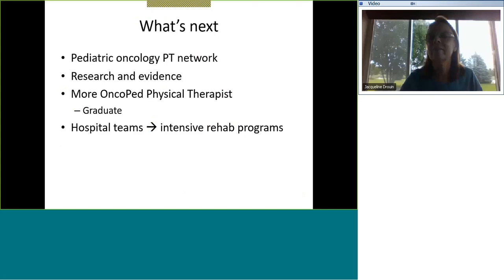Now, what's next in pediatric oncology? Hopefully, we can create a pediatric oncology network worldwide so that we can share and learn everything that we are doing. Currently, here in Chile, we are creating a physical therapy in pediatric cancer network. So we can all share our experience, and we can publish more evidence, and we can create a consensus on what are the best tests to assess a child who has cancer.